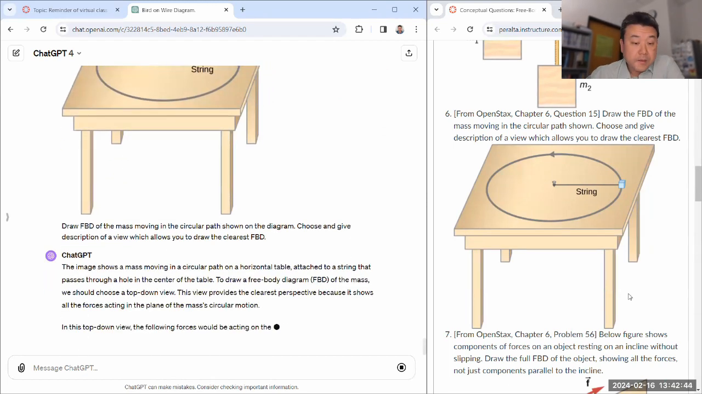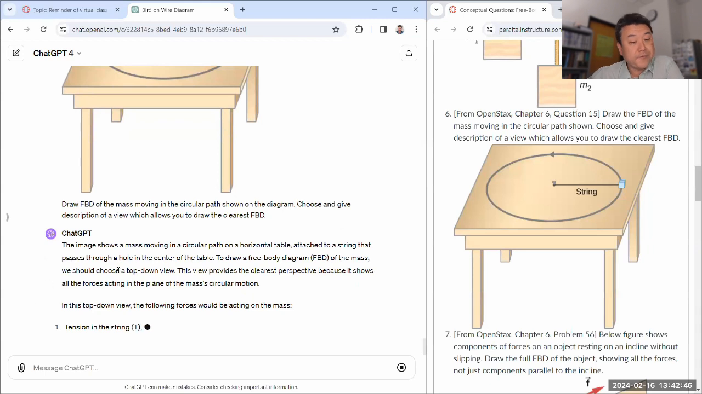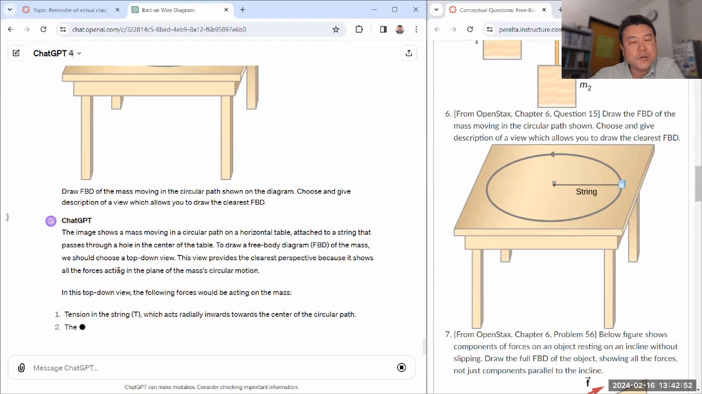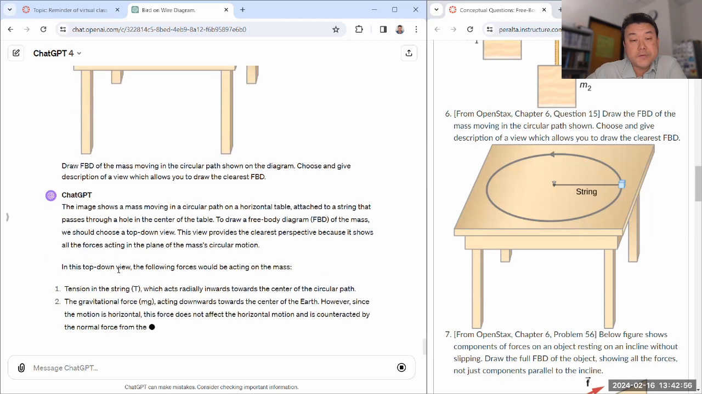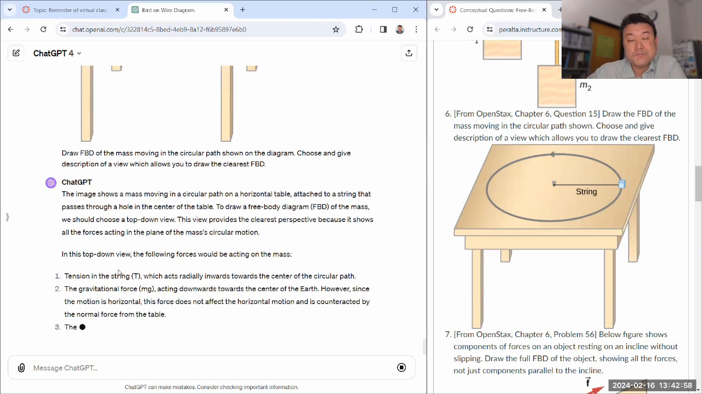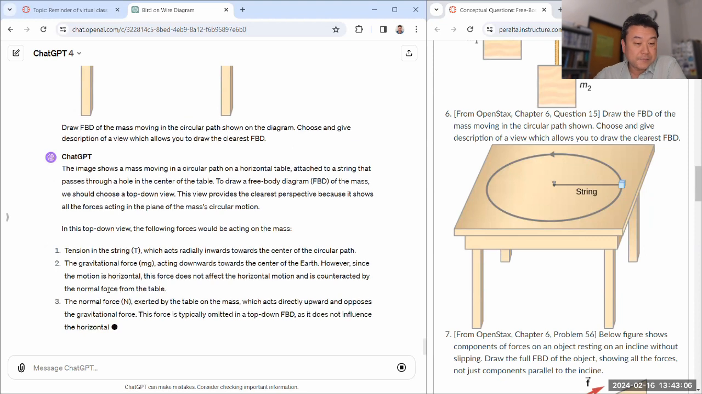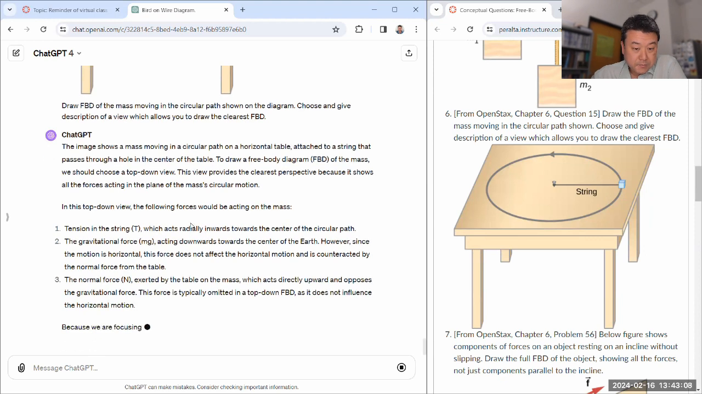So it chose the top-down view again. As I was saying, it's a defensible choice. Now the problem is you have to somehow indicate the gravity and normal force. You could, with a good enough justification, say those balance each other out. Nothing interesting happens there, so you recognize gravity and normal force are there, you just don't do anything with them. That's possible. Tension radially inward. Yeah, that's good. Gravity downward to center. I sense horizontal.